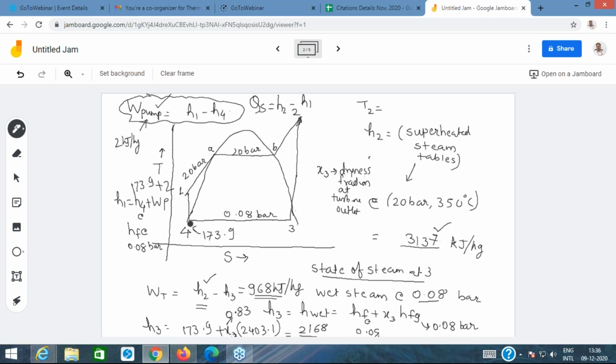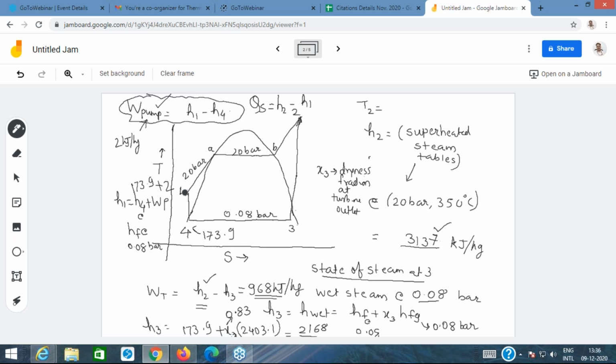Enthalpy at 4 can be easily found out because it is at the condenser pressure line. The pressure is 0.08 bar given, and condensate is assumed to be on the f line, that is the saturated liquid line. So for finding the value of H4, just look at the steam tables at 0.08 bar and the value of Hf. So H4 you will straight away get.